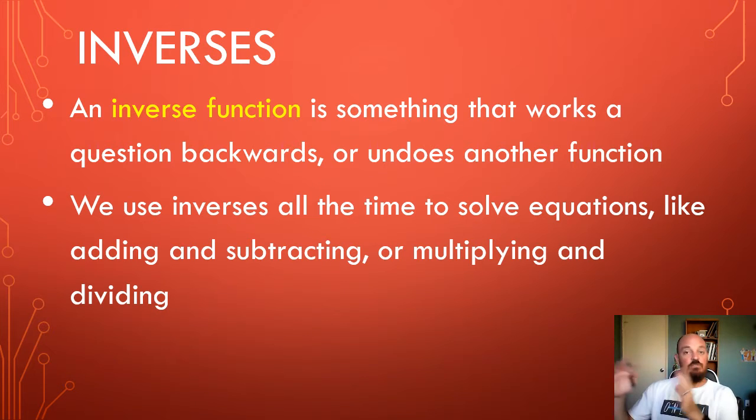Every time we say, okay, I have a plus 5, I want to cancel out a plus 5, I use a minus 5, that's inverses. That's because plus 5 and minus 5 are inverses. They're the opposite and they cancel each other out. And it also works with multiplying and dividing. If I have a 10x and I want to cancel that 10, well, 10x means 10 times x. I'm going to use divided by 10 to cancel out the times 10. So we use inverses all the time.